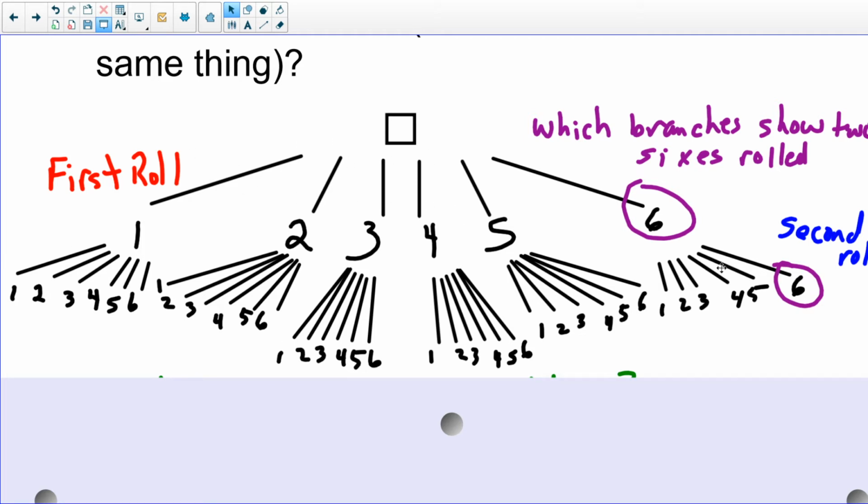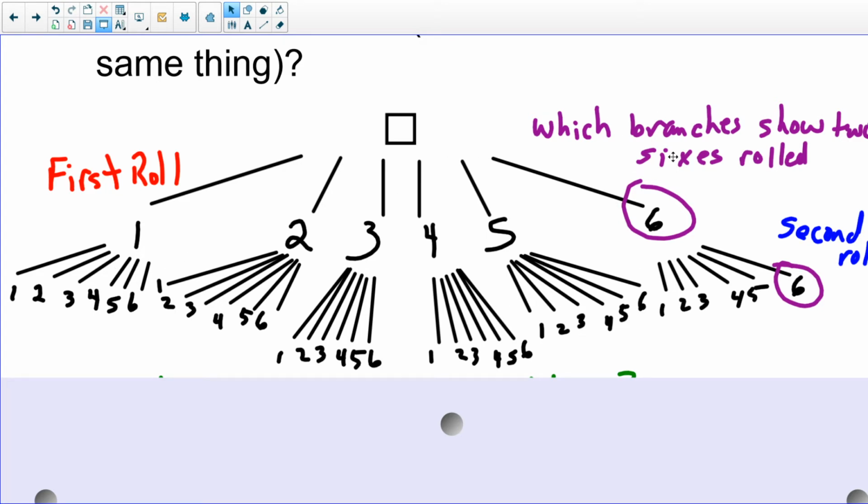So the second roll, each one of the original branches has also 6 more possibilities. So if I roll a 1 on my first roll, I could roll any of the 6 sides of the die on the second roll. If I rolled a 2 on the first roll, same thing. I could roll any one of the 6 sides of the die on the second roll. So each one of these original branches has 6 more possibilities. And if you think mathematically, that means 6 times 6, right? So there are 36 branches down here.